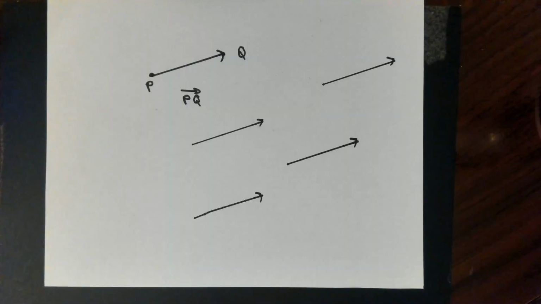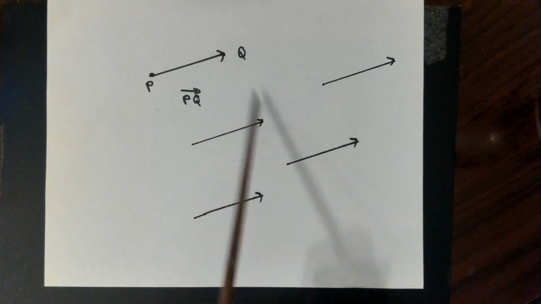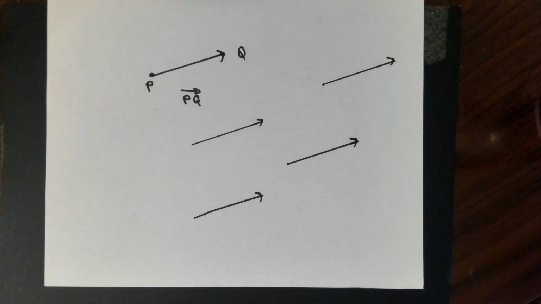Strictly speaking, these are all not the same vector because they start at different places and also end at different places. So it wouldn't be quite right to call these vectors equal to each other. Instead, we'll say that they are equivalent to each other.